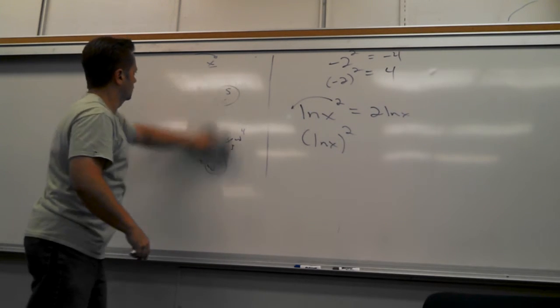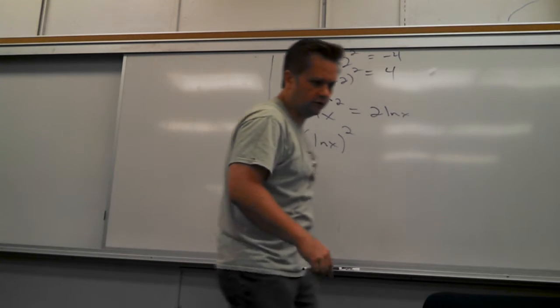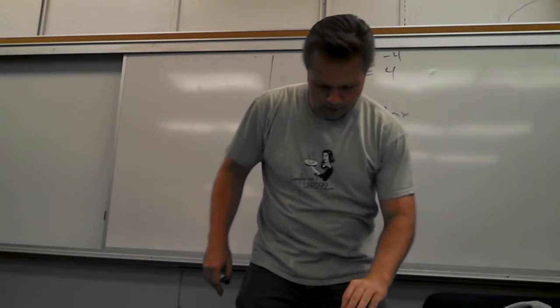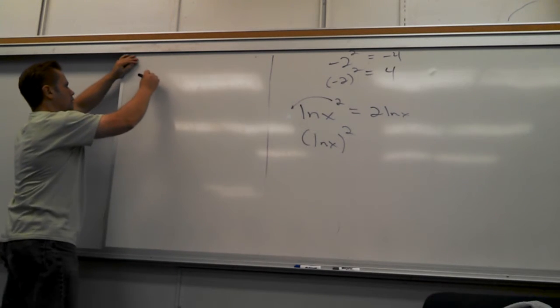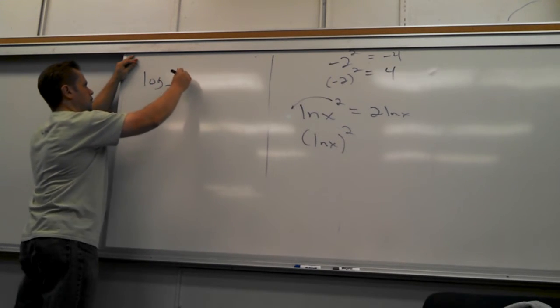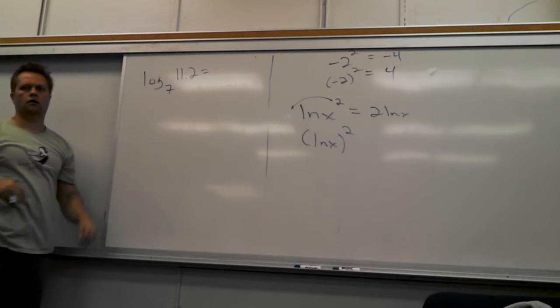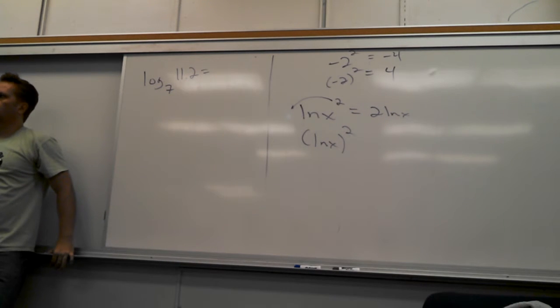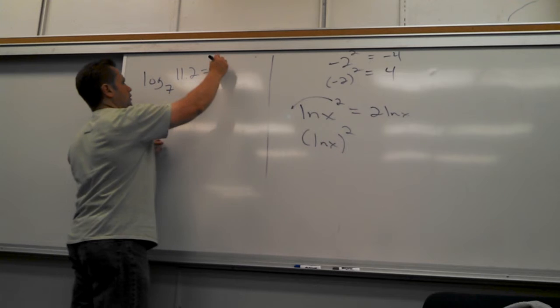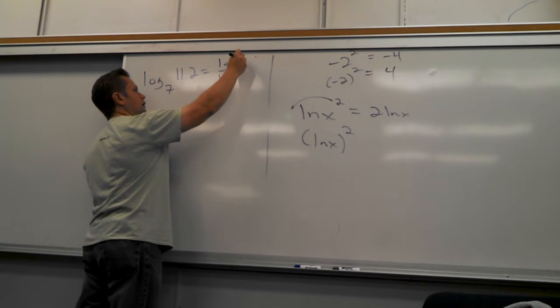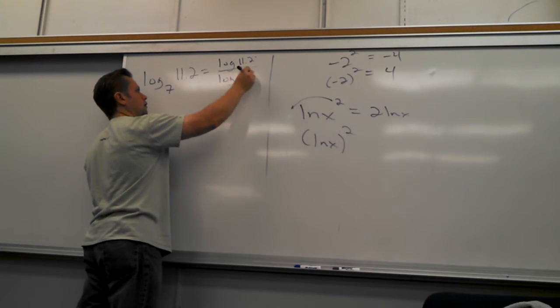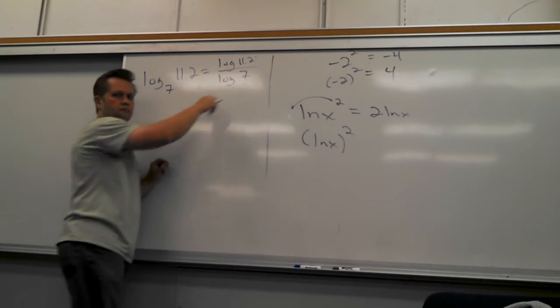Okay. So that's 14.5. Just make sure you remember, how could I do this in my calculator? Log base 10? Yeah, you don't. So how do you do this in your calculator? Log base 10 of 7, log of 11.7. The bases go on the bottom.